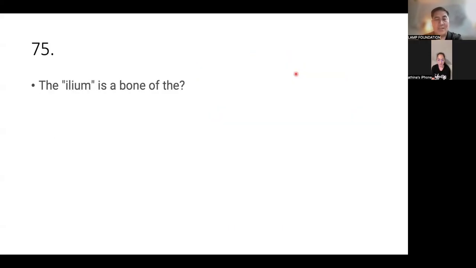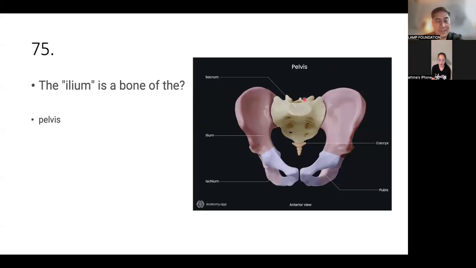The ilium is a bone of the pelvis. So this is the pelvis. There are actually three bones. We have the ilium, the ischium, and the pubis. And this is the sacrum. The sacrum is actually a fusion of four bones. We see three holes here. Those are the bones of the pelvis, and the ilium is one of them.